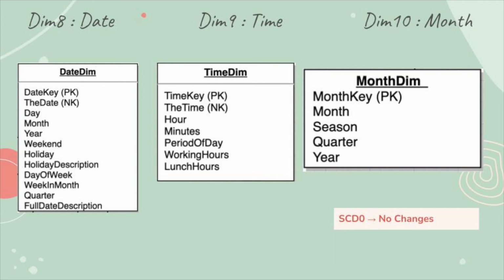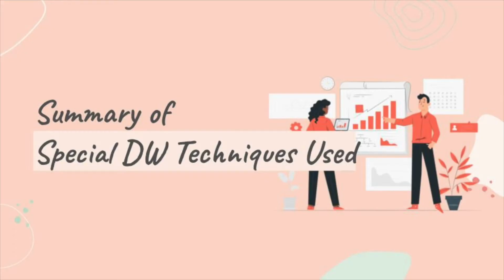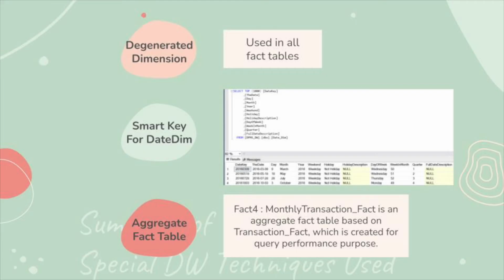These three dimensions are related to the transaction date. We separate date dim into two separate dimensions, date dim and time dim. A month dim is created for the aggregate fact table. The SCD used for this dimension is SCD1. And now, let's have a quick look at a summary of the data warehouse techniques we have used.